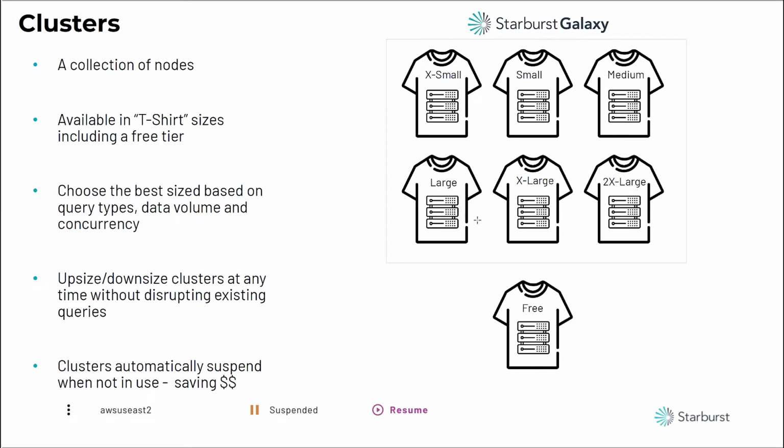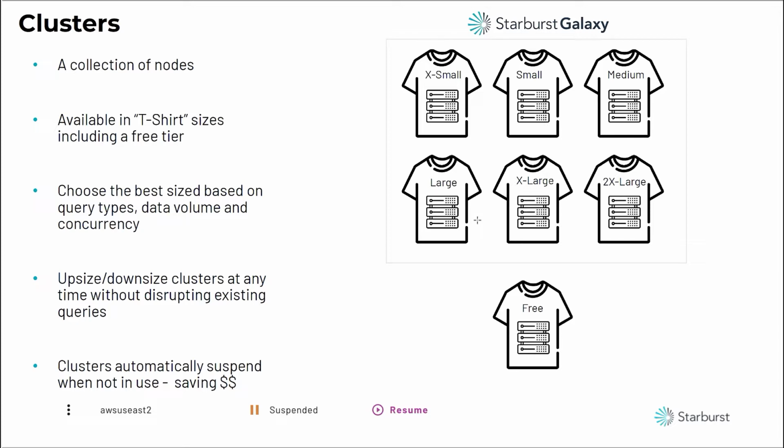As you might know, Starburst Galaxy is built upon the popular open source project named Trino, formerly known as PrestoSQL, which came out of Facebook. It's also known as an MPP engine. So what is an MPP engine? It's a massively parallel processing engine, which basically means the more nodes you add to a cluster, the faster performance is going to get. In Starburst Galaxy, we have clusters based upon t-shirt sizes.